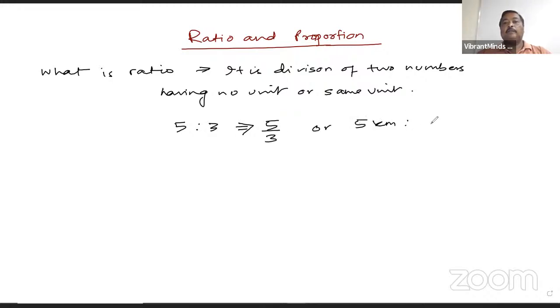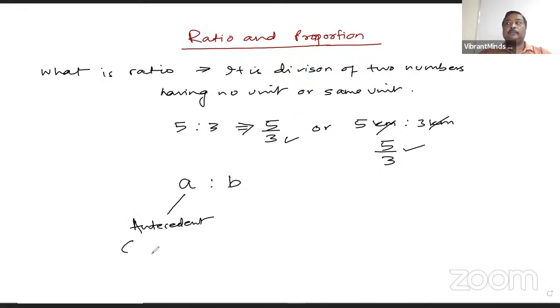5 kilometers to 3 kilometers. So kilometer got cancelled, and we will have 5/3. Okay. So this and this. Now, when ratio is A/B, this is known as antecedent, or numerator, and this is known as consequent, or we know it as denominator.